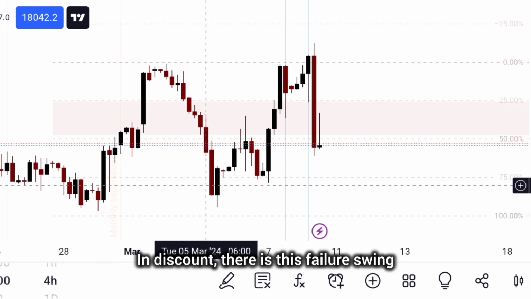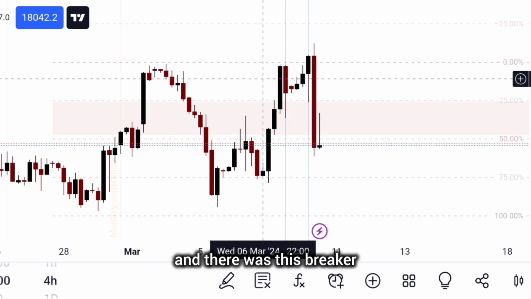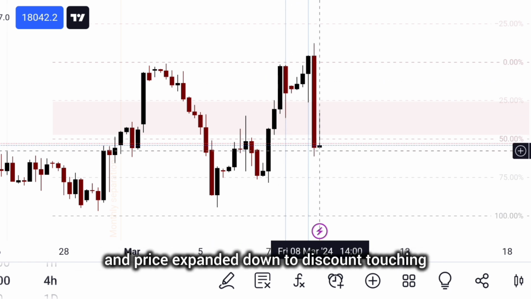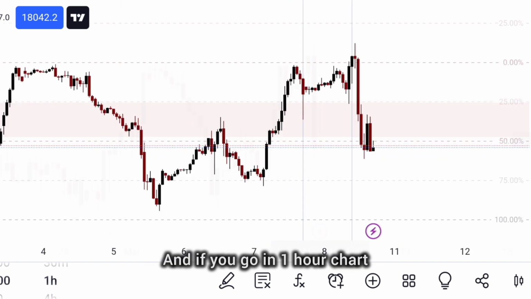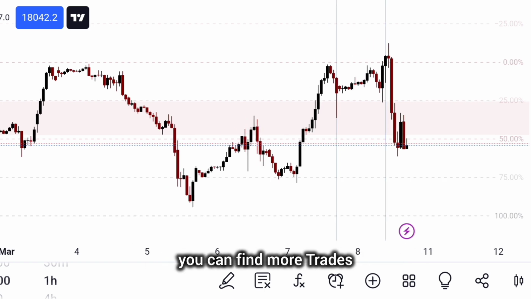In discount there is this failure swing and price went all the way up to the premium, and there was this breaker and price expanded down to discount, touching this CB under equilibrium. And if you go in the 1 hour chart, in even lower time frames, you can find more trades.